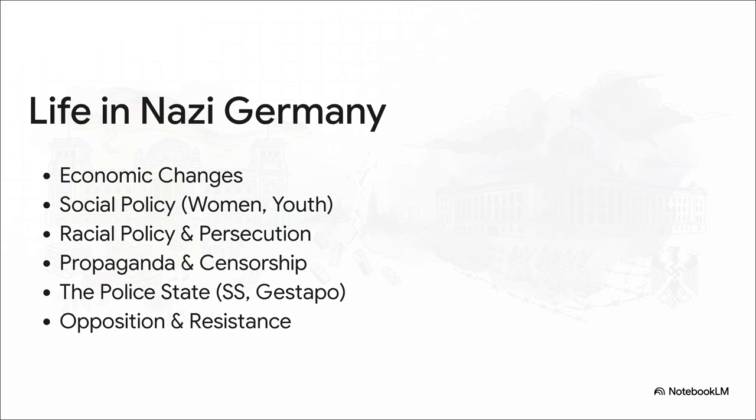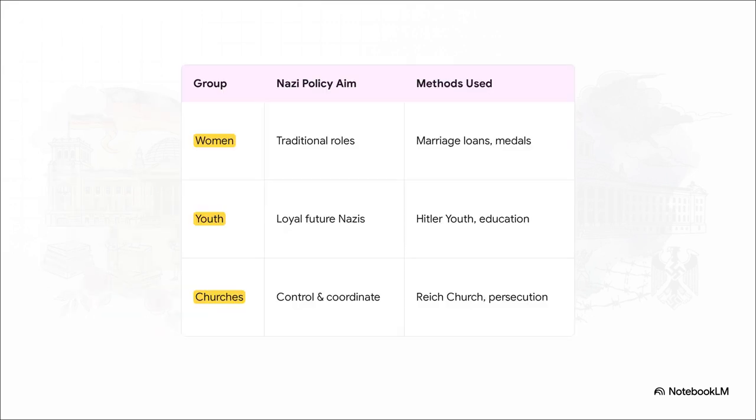Okay, so there's a lot to cover in this part. We'll be looking at the economic changes and rearmament, social policies, so that's women, youth, and religion. Then there's the racial policy and persecution. We'll look at their use of propaganda and censorship, the police state with the SS and the Gestapo, and finally we'll look at the opposition and resistance to the Nazis. It's about how they tried to shape society and, critically, the tools they used to hold on to power. The terror of the police state, the persuasion of propaganda, the horrific racial policies, and yeah, the few brave people who dared to resist.